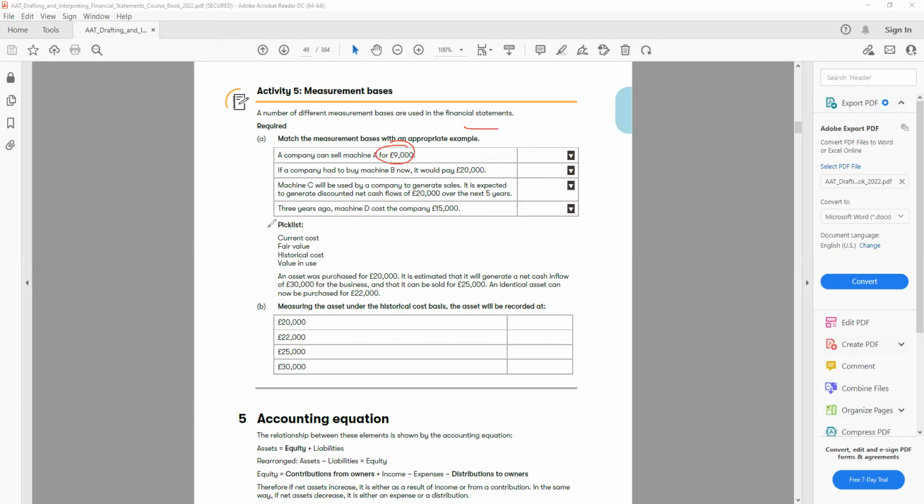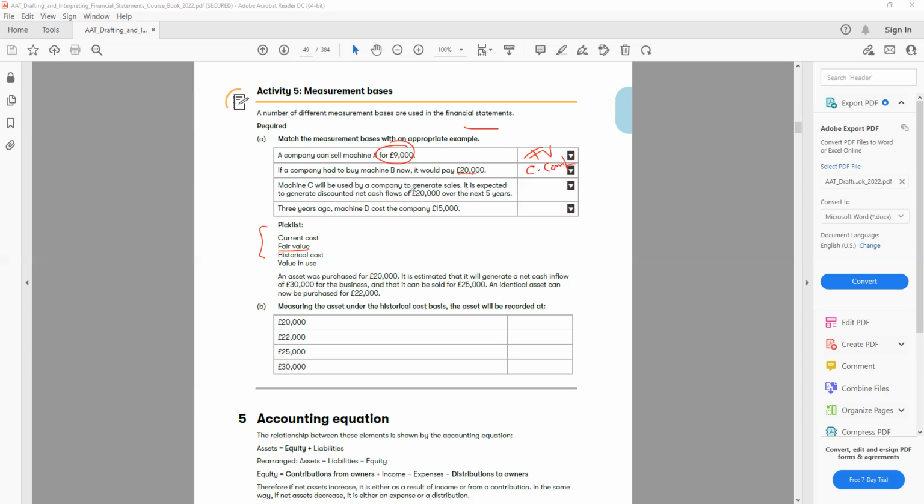I'll say it is our fair value. The company can sell a machine for 9,000. This is the fair value, because if I like to sell this asset now in the market, I can sell it for 9,000. If a company had to buy machine B now, it would pay 20,000. This is basically the replacement cost. So if I want to buy a machine, I have to pay 20,000. This is the current cost. If I like to buy this asset now, it will cost me 20,000.